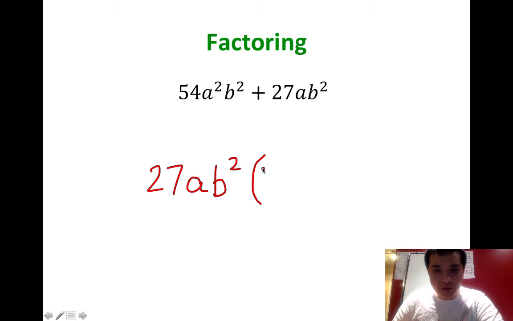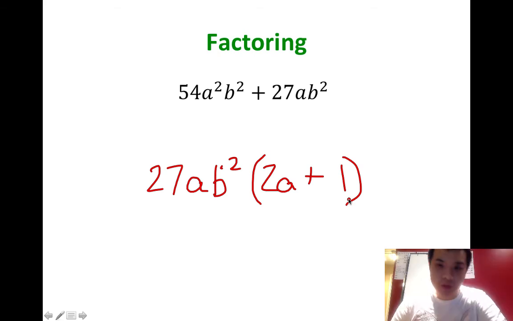54 divided by 27 is 2. A squared divided by a is simply 1 more a. B squared divided by b squared takes them out. What we've taken out is the exact same thing as the second term, so this divided by this is simply 1. A number or an expression divided by itself is simply 1.